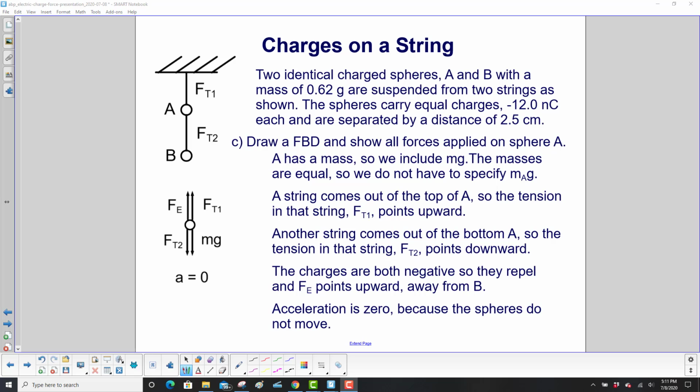Time for the free body diagram for sphere A. This guy up here. So A has a mass. There's mg. Okay, masses are equal, so we can just put mg. We don't need a subscript. A string comes out the top of A, so the tension in that string, F sub T1, points upwards. Okay, good. Another string comes out the bottom, so we have F sub T2. The charges are both negative, so they repel, which means the electric force vector is in the up direction. And once again, the acceleration is 0 because nobody's moving.